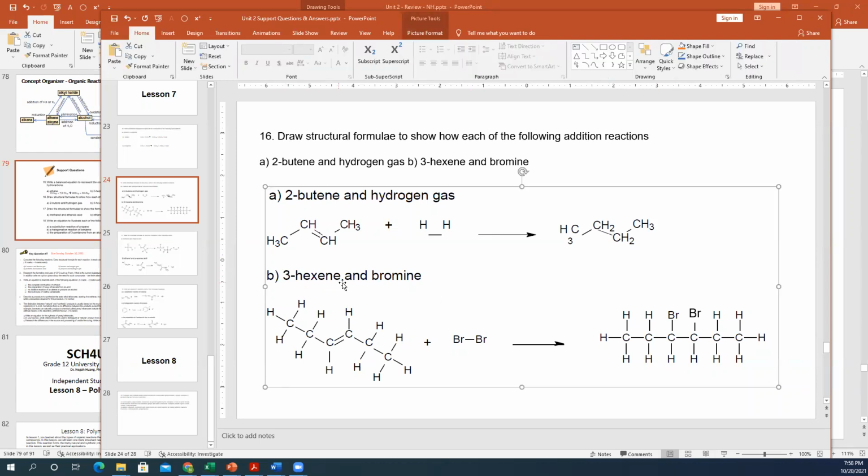Next example, 3-hexene and bromine. So hexene, the hex part tells us it's 6 carbons. So you put 6 carbons, 1, 2, 3, 4, 5, 6. The ene part tells us there's a double bond in there. Where is the double bond? The double bond is on carbon number 3. This is what that 3 tells us. So we put it on carbon number 3, 1, 2, 3. That's where it goes.